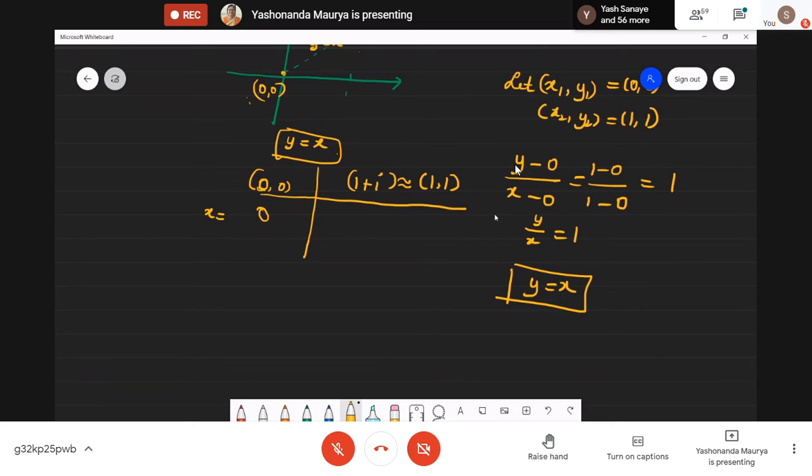Is this clear? We are on this particular line y is equal to x. On this line there are 2 points 0 0 and 1 comma 1. Now we want to identify what is the value of x at this particular point. So what is the value? It is 0. And when we go to the other point, what is the corresponding value of x? X has become 1.